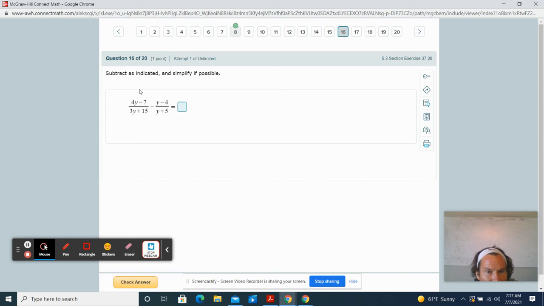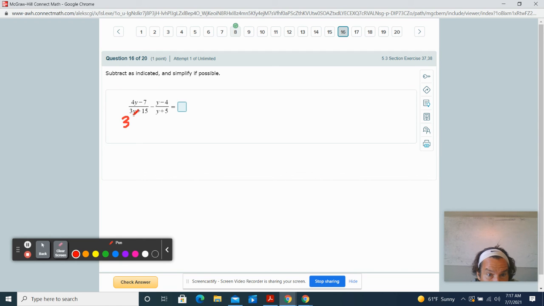All right, so this problem is 16. Now notice these denominators are binomials. If you have a plus sign or a minus sign in the bottom, it's a binomial. You want to look to see if you can factor any of the binomials first. So in this case, 3y plus 15 is factorable. Y plus 5 is not factorable, but 3y plus 15 is factorable. And if it's factorable, you're going to factor it. Okay, that's the whole reason why we learned factoring last week.